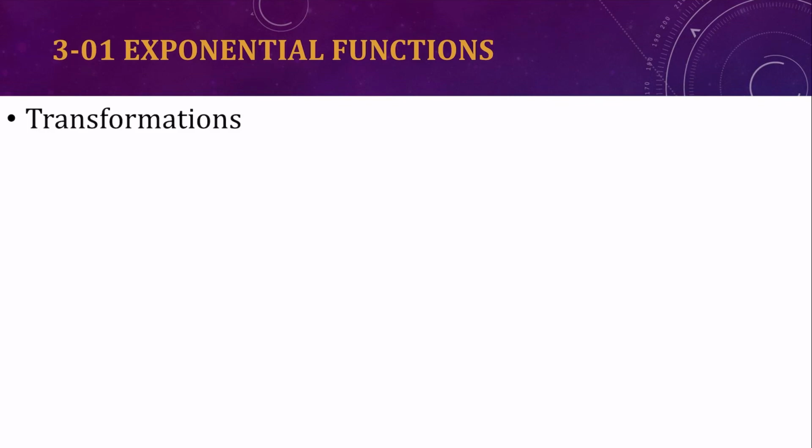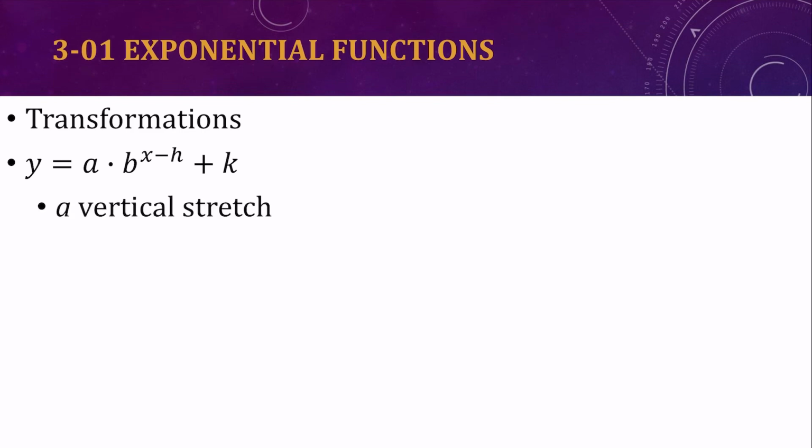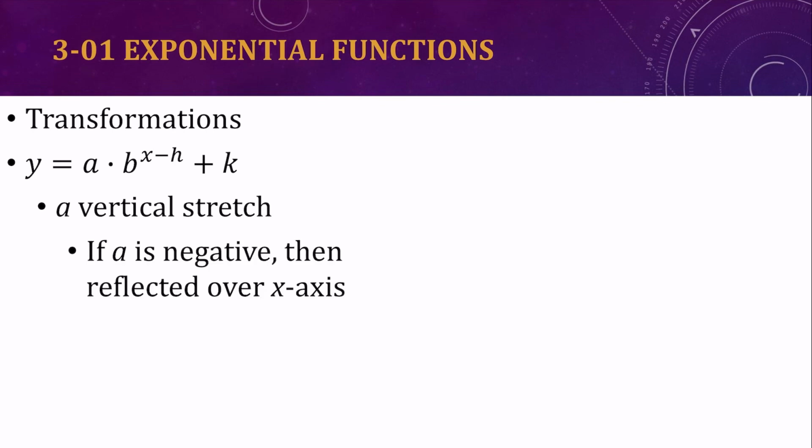We can apply transformations to exponential functions. Put the a, the h, and the k in there. Remember, a is a vertical stretch, and if a is negative, it's reflected over the x-axis, so it's upside down. H is how far it moves to the right, and k is how far it moves up.